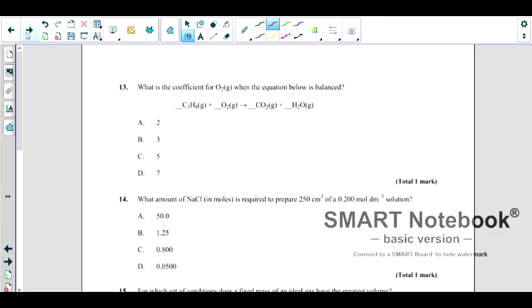What is the coefficient of O2 when the equation is balanced? Again, it is an equation balancing question. You can do it. And the answer for this should be C. Here we have 5, 3 and 4. I think then the equation will be balanced. Yes.